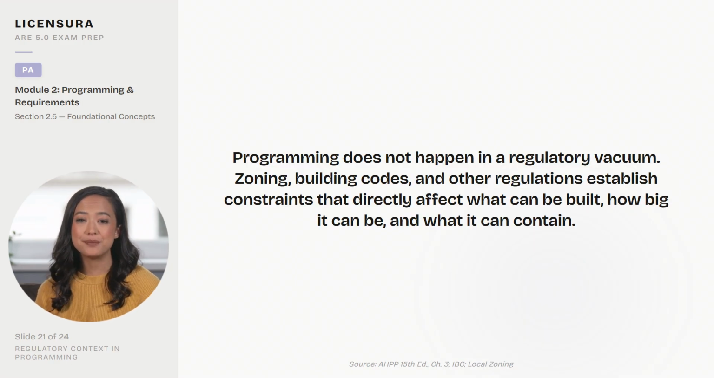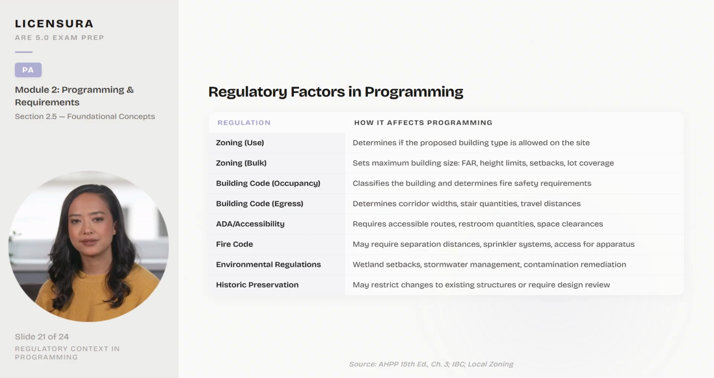Programming does not happen in a regulatory vacuum. Zoning, building codes, and other regulations establish constraints that directly affect what can be built, how big it can be, and what it can contain. A programmer who ignores regulations will produce a program that cannot be built. The Regulatory Factors table shows 8 types of regulations that constrain the program before design even begins.